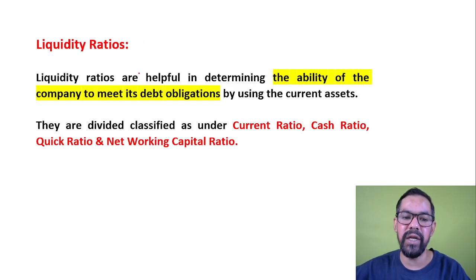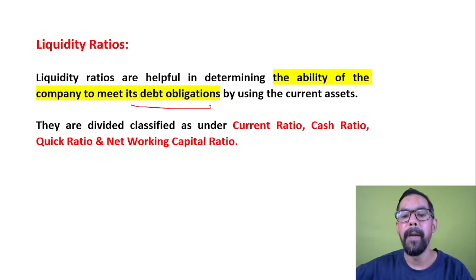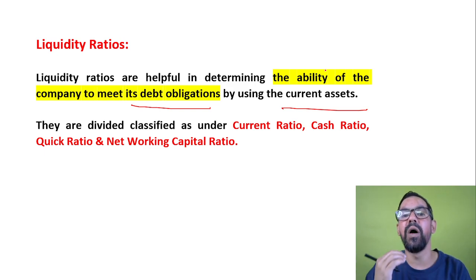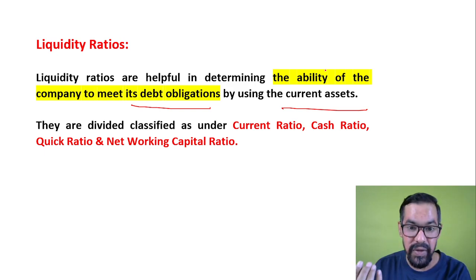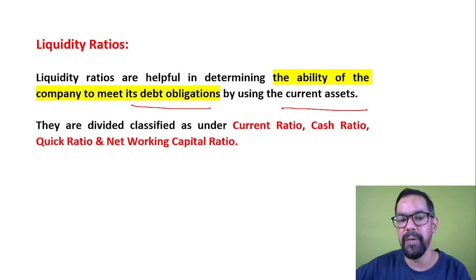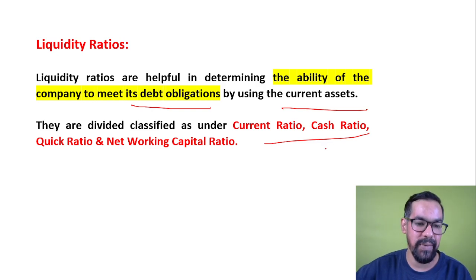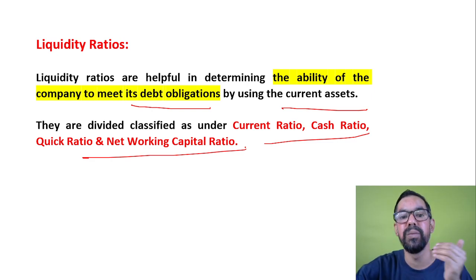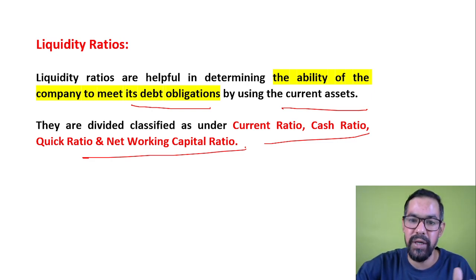Liquidity ratios are helpful in determining the ability of a company to meet its debt obligation, basically short term debt obligation, by using current assets. Current assets will generally include cash, receivables, or equivalents to cash or marketable securities. They are classified under different ratios. We have the current ratio, cash ratio, quick ratio, and net working capital ratio. These are the four most important ratios which generally come under liquidity ratio.